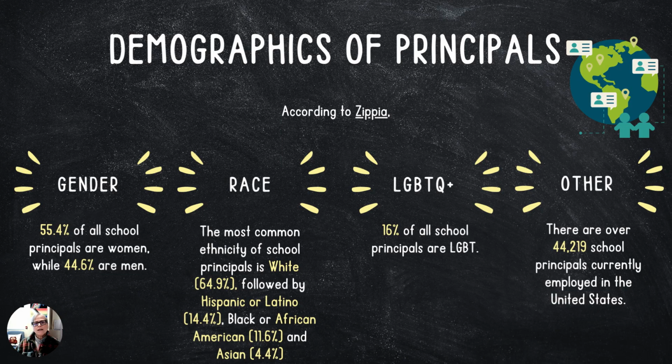So when you are ready to present your research, you're going to share the statistics, but then what I want you to do is share with your group why you think that is. So when we look at the LGBTQ plus, 16% of all school principals belong to the LGBTQ plus community, only 16%. That's a very low percentage. So I want you to be able to think about why that might be. Could it be higher and principals just don't disclose? Or do you think that it is actually only 16%?